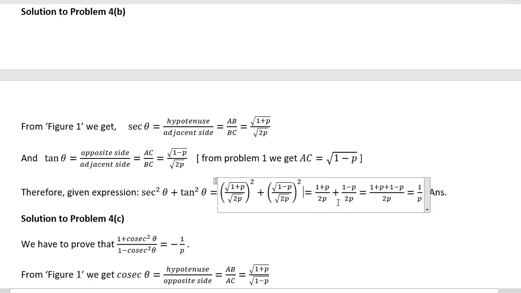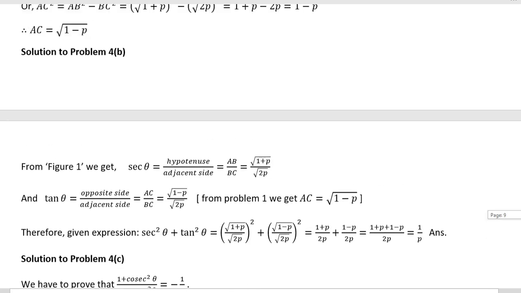So the LCM of the denominator is 2p, and as the numerator we will get 1 plus p plus 1 minus p, and the p and minus p will be cancelled, and as the denominator we will have 2p, and as the numerator we will have 2. 2 and 2 will be cancelled, so we will get 1 by p, which is the answer. So we have got that sec square theta plus tan square theta equal to 1 by p.